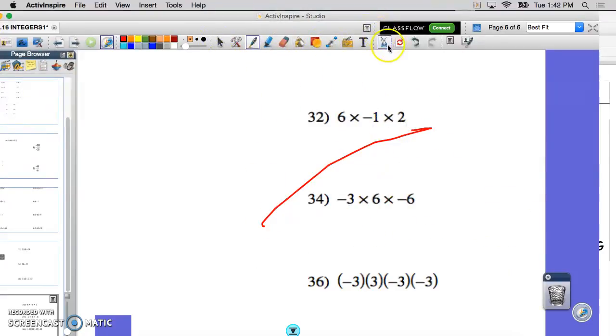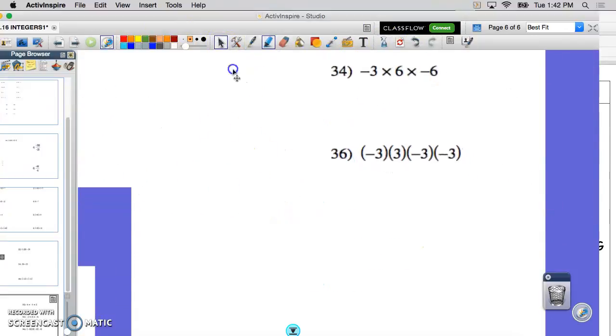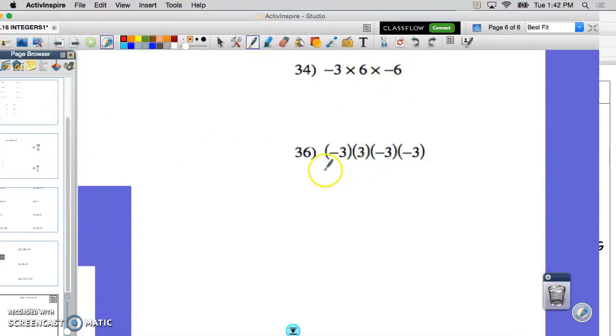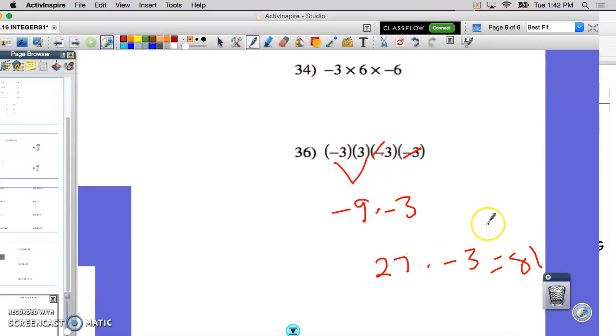And the last one. Number 36. Okay. Negative 3 times a positive 3 is going to give me a negative 9. Multiply this with the next negative 3. That's going to give me a positive 27. And then I'm going to multiply with that last negative 3. 27 times 3 is 81. Negative times a positive is a negative. So negative 81 is the answer that I have here.